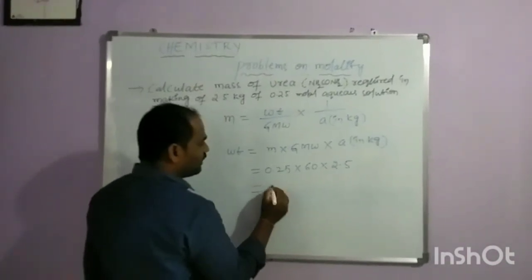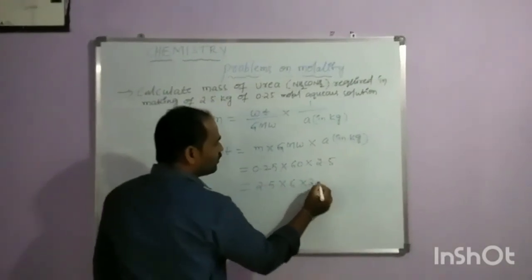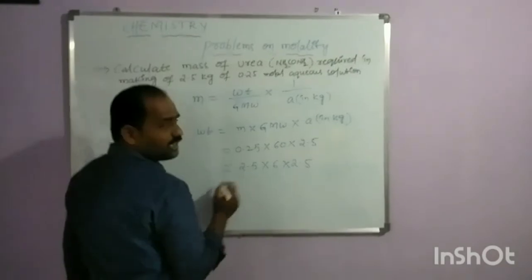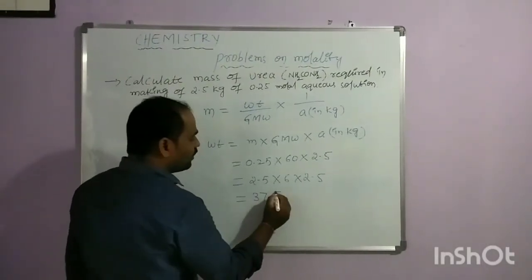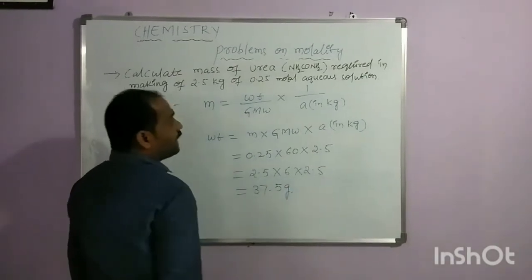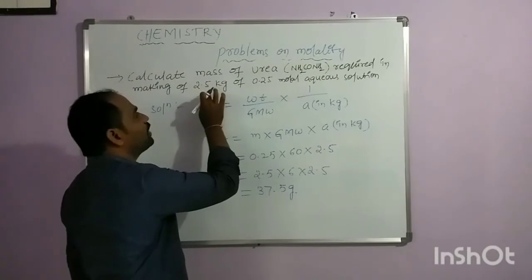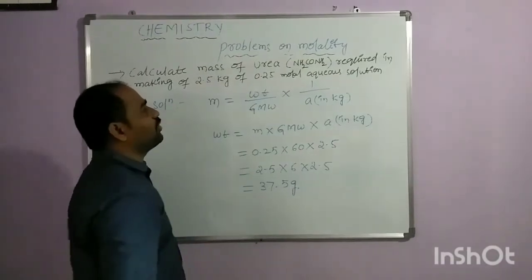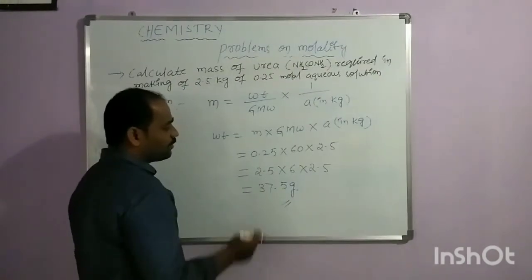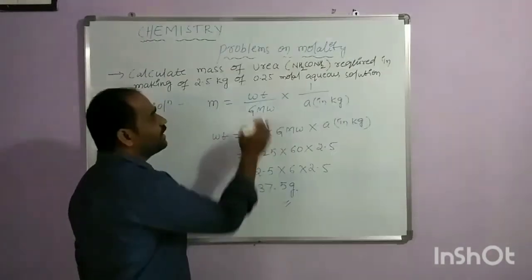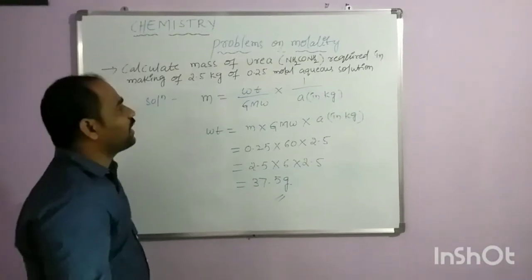On simplification, we get 0.25 into 60 into 2.5. On final simplification, we get the answer 37.5 grams. The weight of the urea required in making 2.5 kg of the 0.25 molal aqueous solution is 37.5 grams. Okay, this is the third type of problem on the concept of molality.